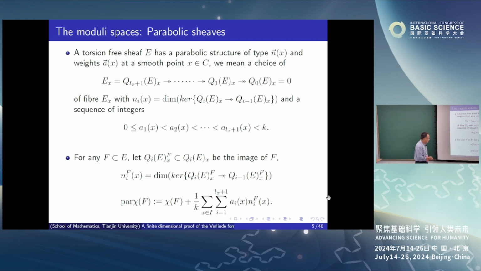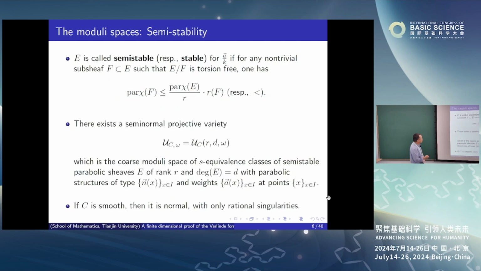These are fixed notation. You can define the degree, the so-called parabolic degree, because we try to work on a single curve, so it's convenient to use this Euler number. Binomial is equivalent to some kind of degree. So you can define this. You can also similarly define this semi-stability.